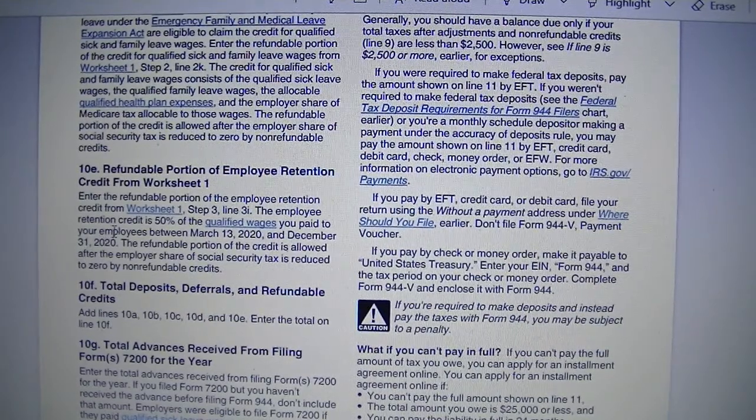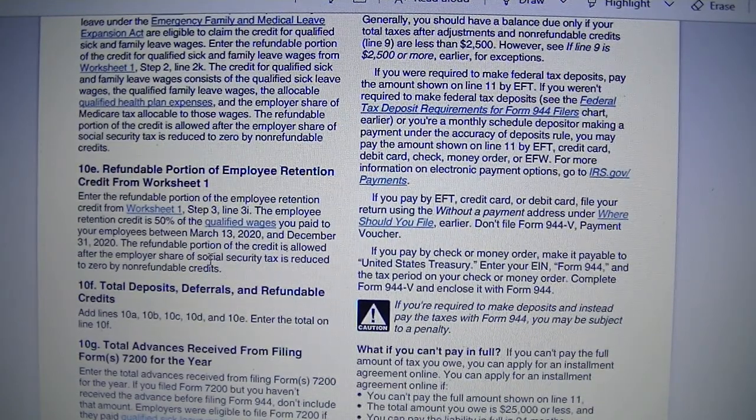The employee retention credit is 50% of the qualified wages you pay to your employees between March 13, 2020 and December 31st, 2020. The refundable portion of the credit is allowed after the employer's share of Social Security tax is reduced to 0 by non-refundable credit.